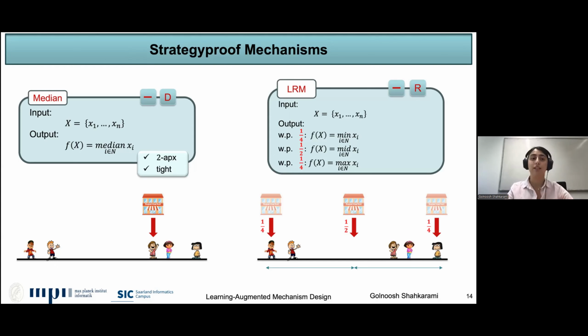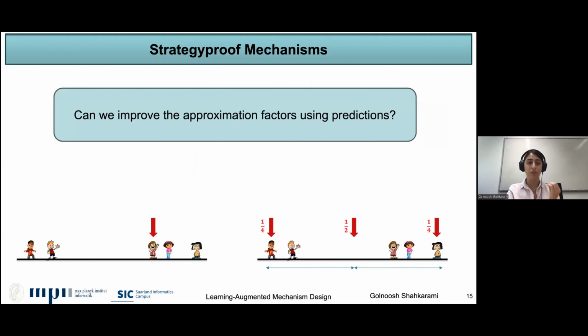Well, you can show that this mechanism is strategy-proof as well and obtain a 1.5 approximation, and there is a lower bound that matches this approximation. Perfect. So we know everything in strategy-proof mechanisms. We have 2 approximation and 1.5 approximation in the deterministic and randomized settings, and we know that we cannot ask for anything better. Now the question is: can we improve this approximation factor using prediction?